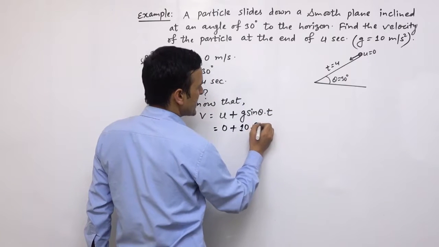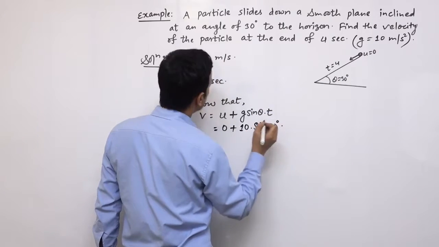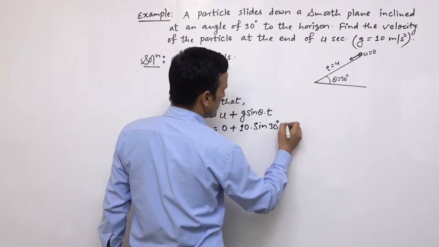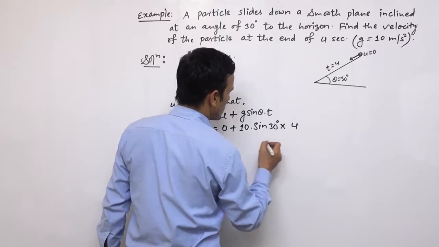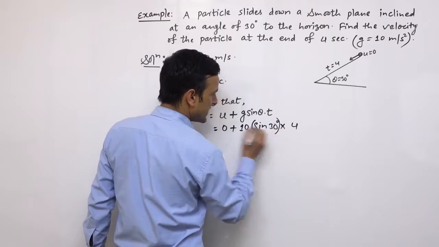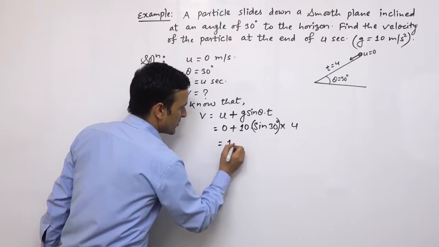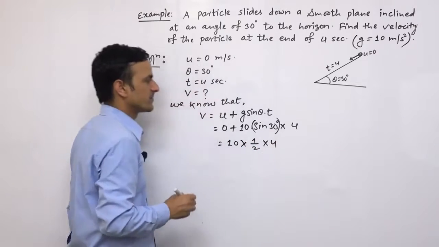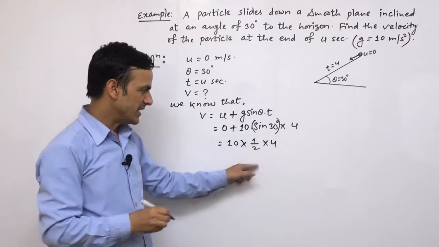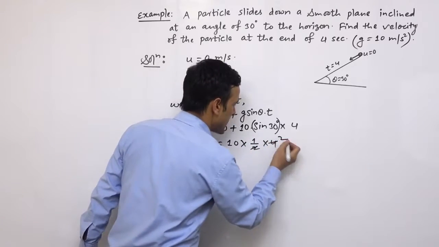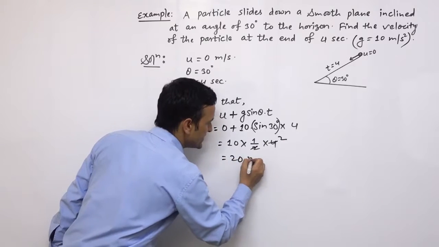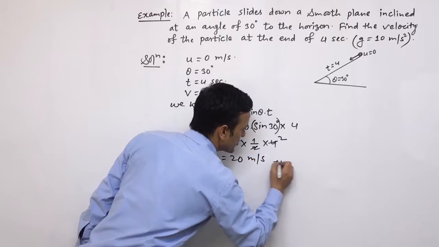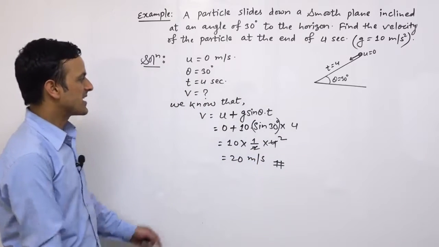And sin theta means sin 30 degree and time is 4. So into 4. So it is sin 30 here. So write down the value of sin 30. Sin 30 means 1 by 2 into 4. So it will be 20 meter per second. So this is the final answer.